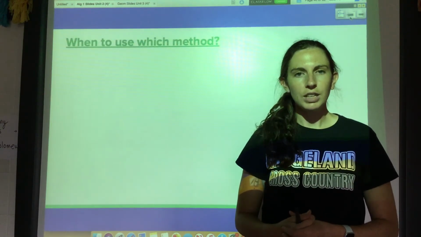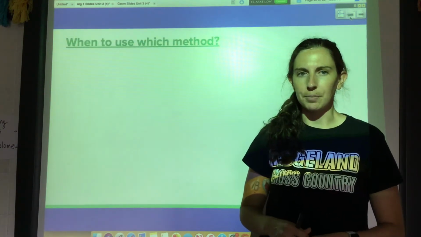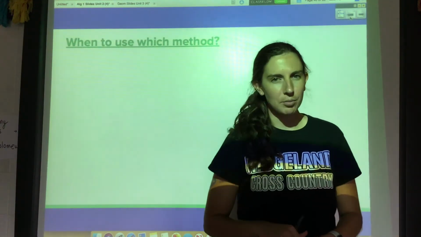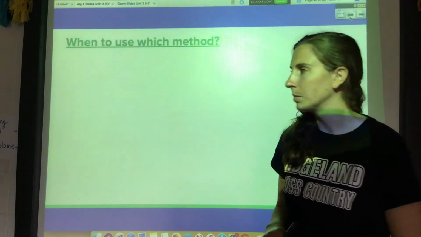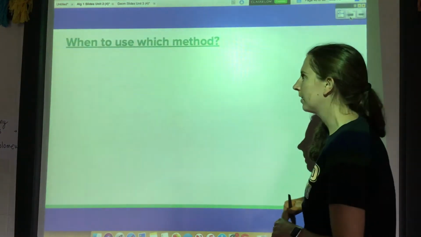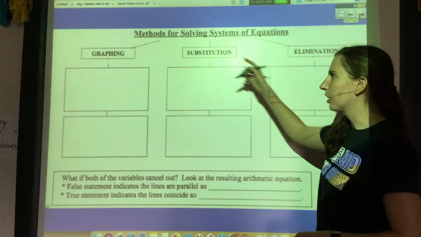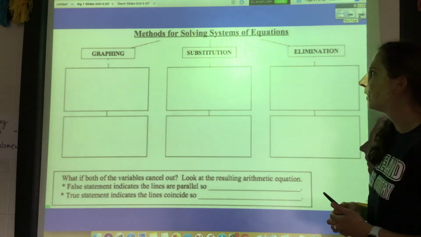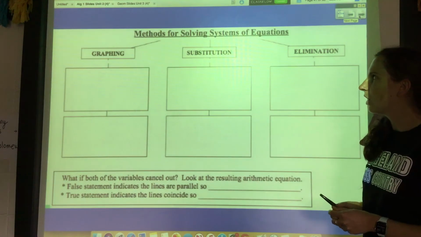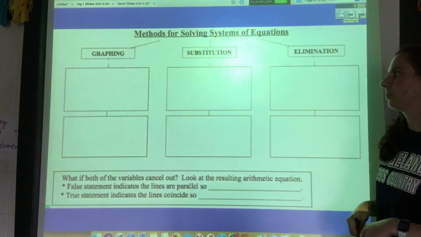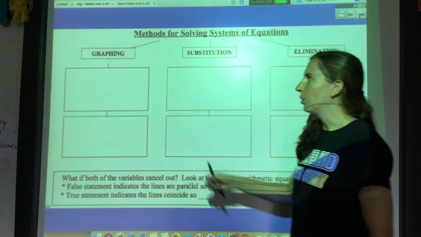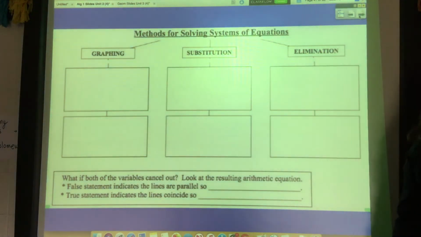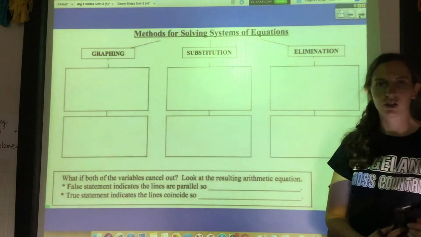And so you need to know all 3, but if you get to pick, then you should pick the method that makes the most sense for that problem. So I just want to go through this a little bit. You should have a graphic organizer that looks like this. If not, you can just draw it out on your own. And so these are the 3 methods. Go and think about when would be the best time to solve a system of equations by graphing?